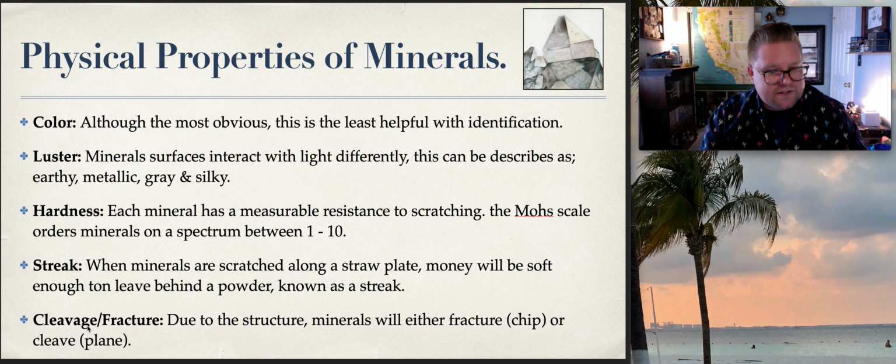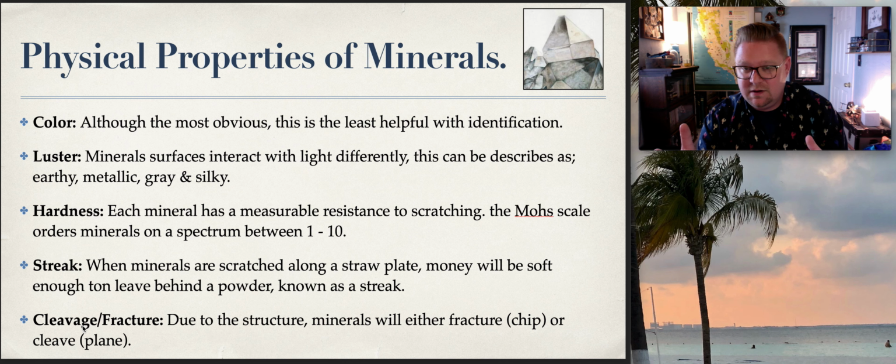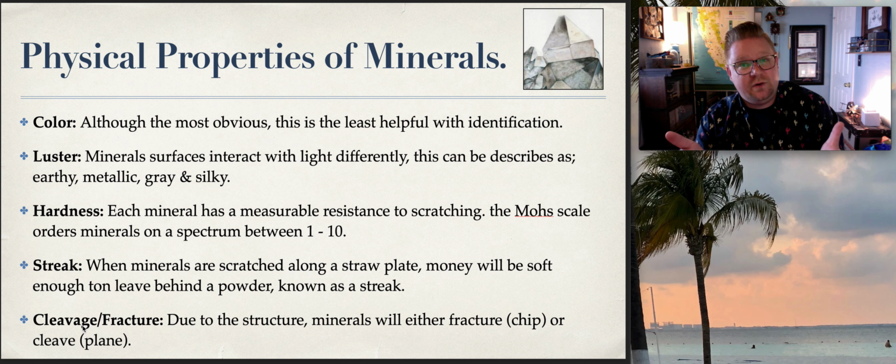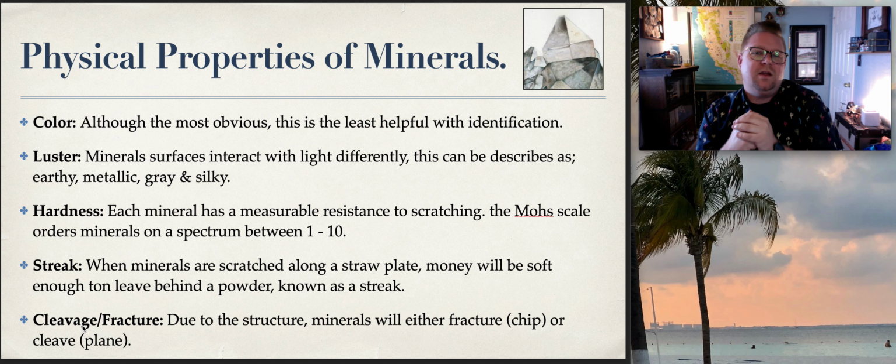And then the last one here is cleavage and fracture, which is due to the structure of its chemical organization. Some minerals will fracture or break, like glass would chip, or they will cleave in a plane, meaning it has a nice clean cut zone. We'll talk more about that, but that's certainly a helpful piece in identifying. As an example, there's a mineral called calcite, and if I smash calcite with a hammer, it will shatter, but it will shatter into the exact same shape that the bigger sample was. That's a very easy tool for us. So let's work through each one of these very quickly.